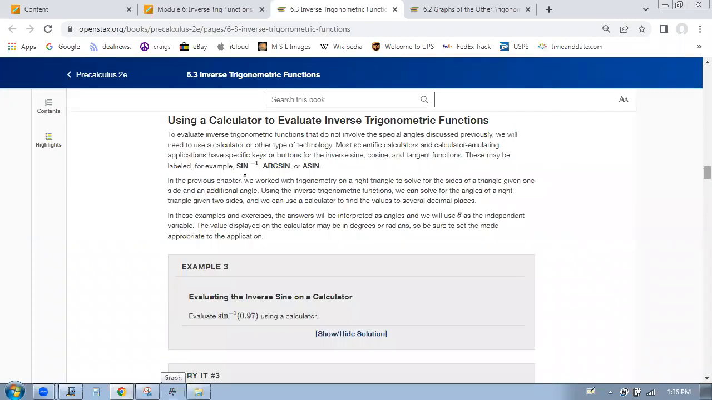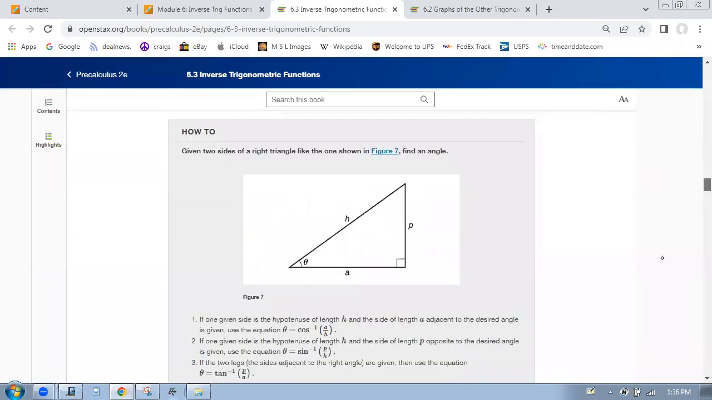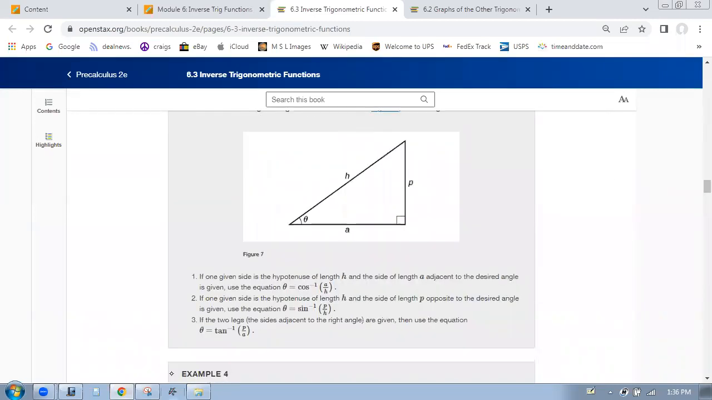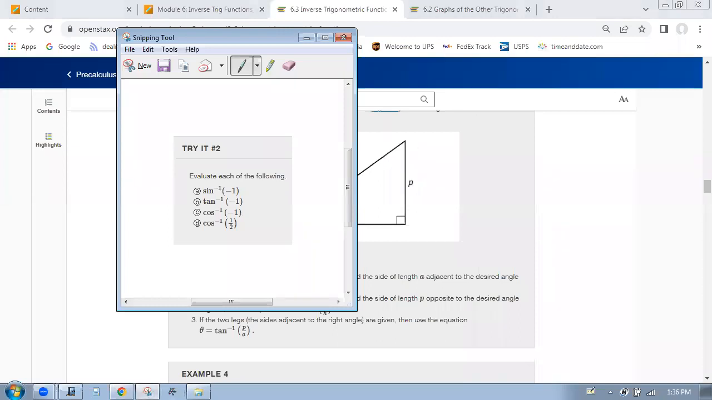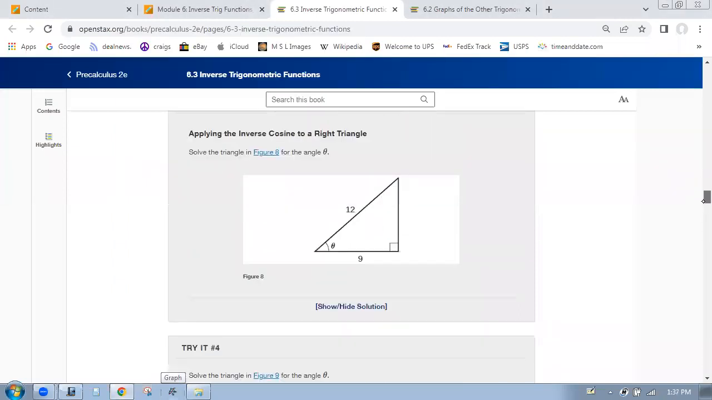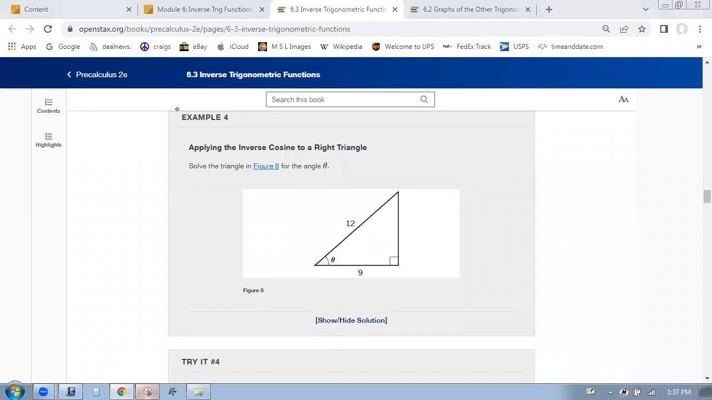Using a calculator. Use your calculator. I'm going to say about that. All right. So I already mentioned this earlier. If you know 2 out of 3 sides, you can figure out what the angle is.